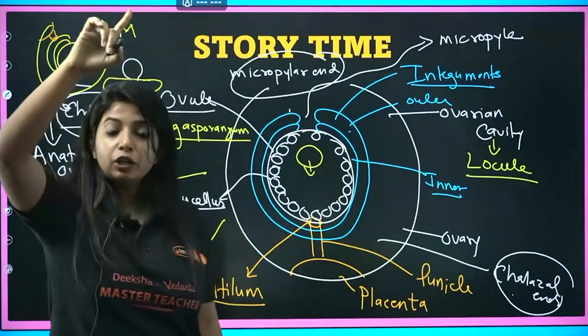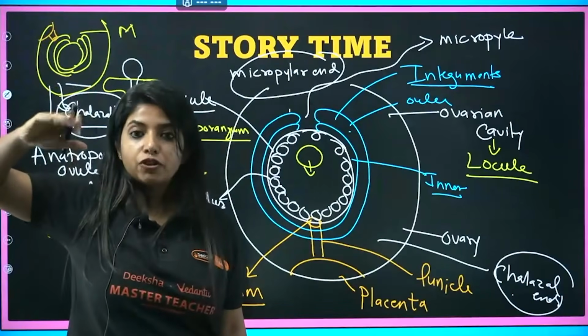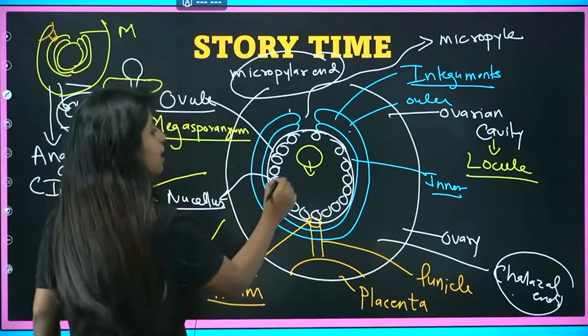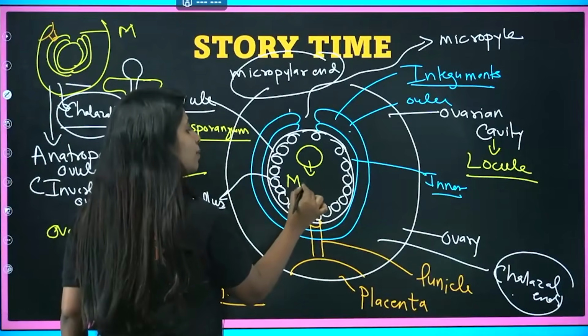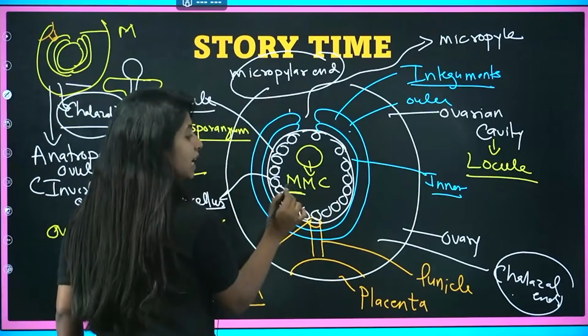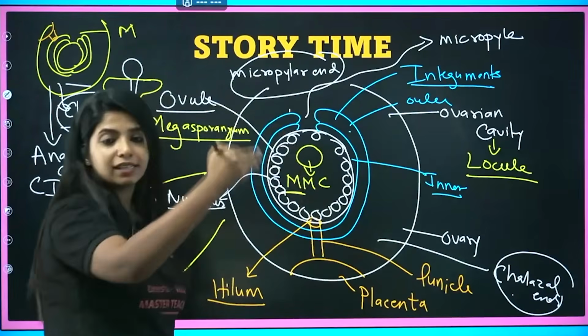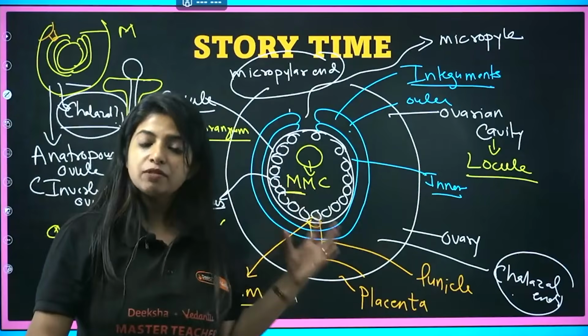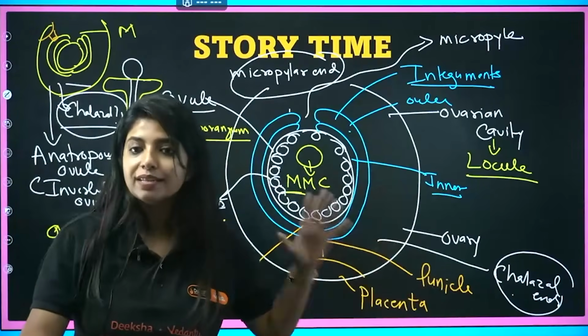In the male part, you saw so many cells in the sporangious tissue, but here only one cell is there. And what do you call it? You still call it MMC, but this time the M stands for megaspore mother cell.